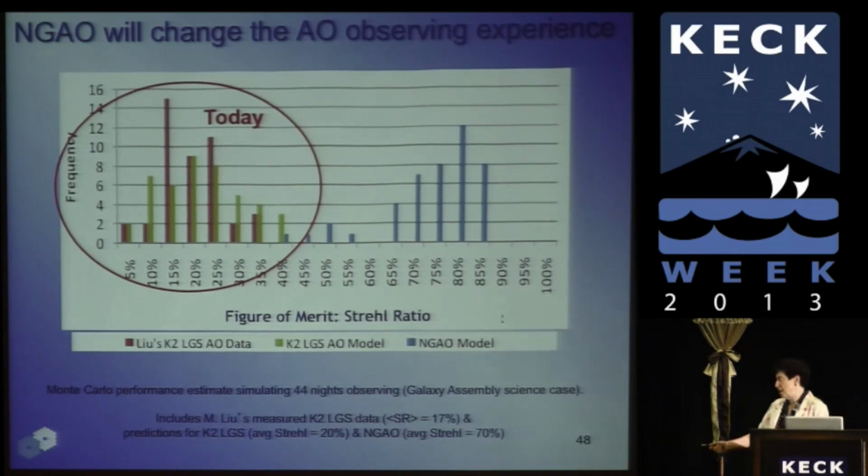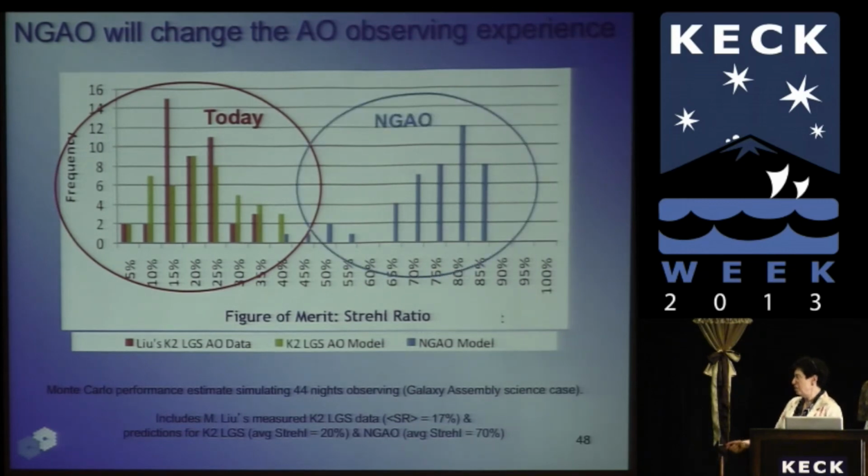And the red is data from Mike Liu's survey of brown dwarfs, and the green, or whatever color this is, is a model that we have for the current Keck 2 AO system. So this is the situation today, and these blue lines are the histogram from Monte Carlo simulations of what you're going to get with next generation adaptive optics. So there are two things to point out. One is the worst performance of NGAO is better than the best performance of our system today. That's good. And the mean is way higher, sort of 70, 75, or 80%. And as I'll show you, that happens over a much larger fraction of the sky than we have accessible today.